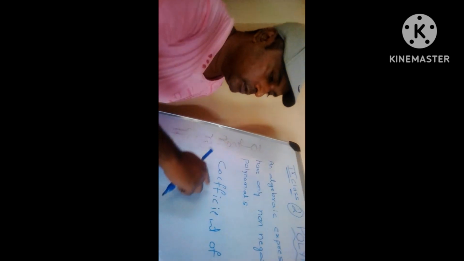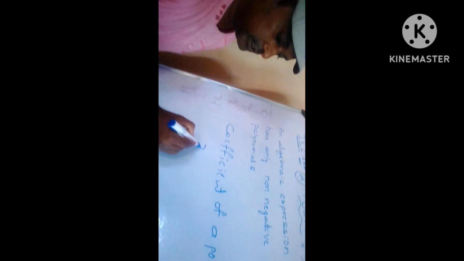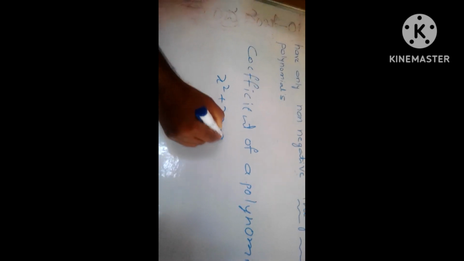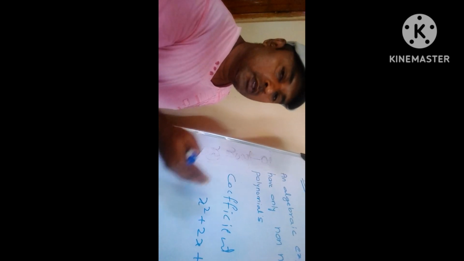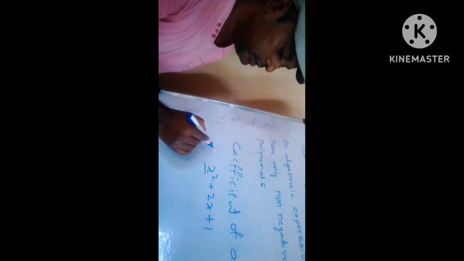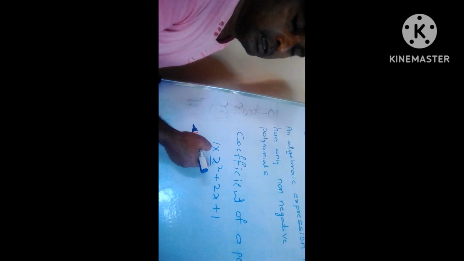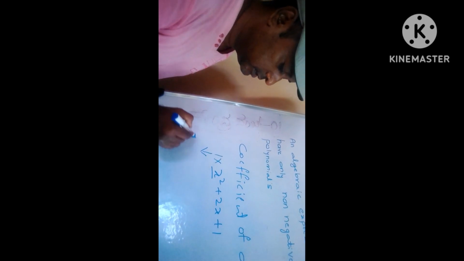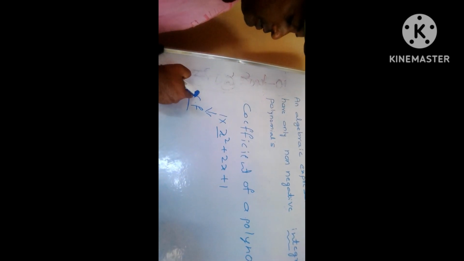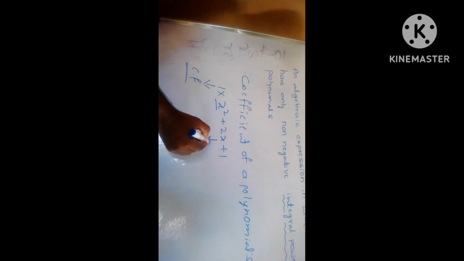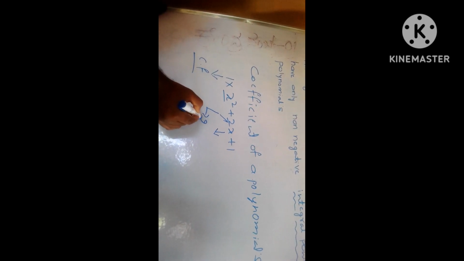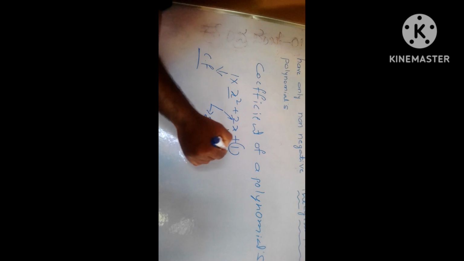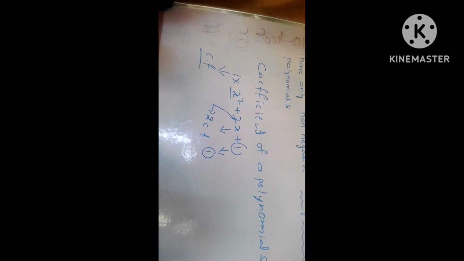The next parameter is the coefficient of a polynomial. Consider the polynomial x square plus 2x plus 1. Here the coefficient is the constant which is multiplied with the variable. Here x square is the variable, and 1 is multiplied with x square, so 1 is called the coefficient of x square. Here variable x is there, 2 is multiplied with x, so 2 is the coefficient. For the constant 1, automatically 1 will be the coefficient.